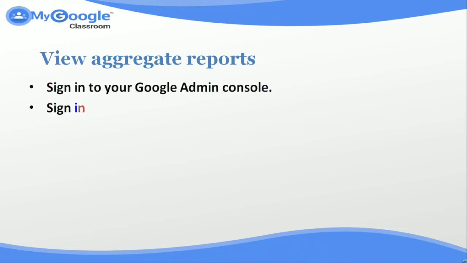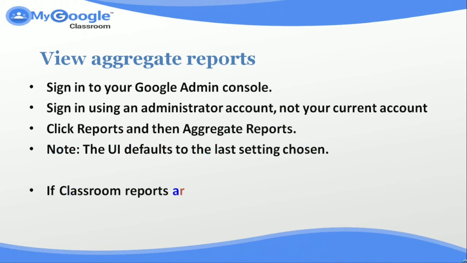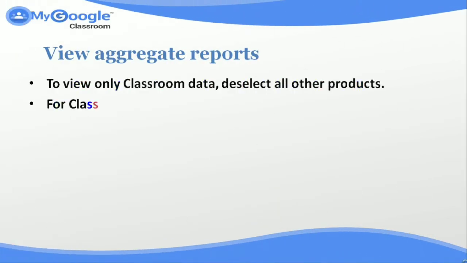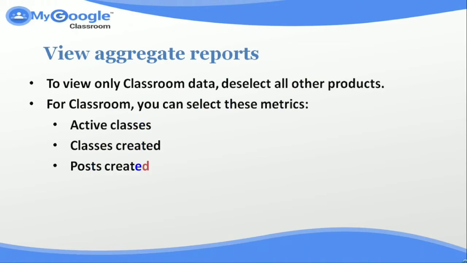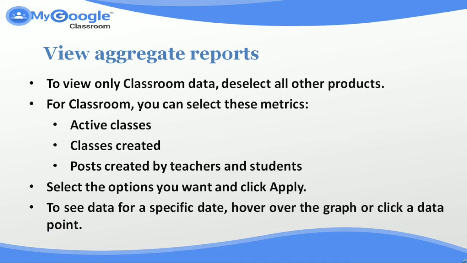Sign into your Google Admin Console. Sign in using an administrator account, not your current account. Click Reports and then Aggregate Reports. Note the UI defaults to the last setting chosen. If Classroom reports are not displayed, click Select Columns and make sure Classroom Reports are selected. To view only Classroom data, deselect all other products. For Classroom, you can select these metrics: active classes, classes created, posts created by teachers and students. Select the options you want and click Apply. To see data for a specific date, hover over the graph or click a data point.